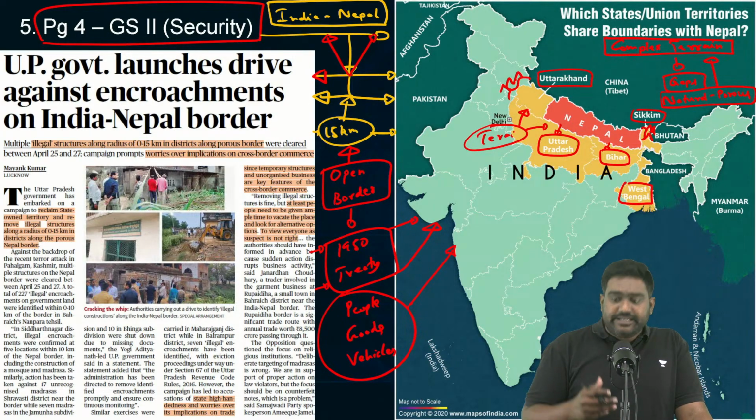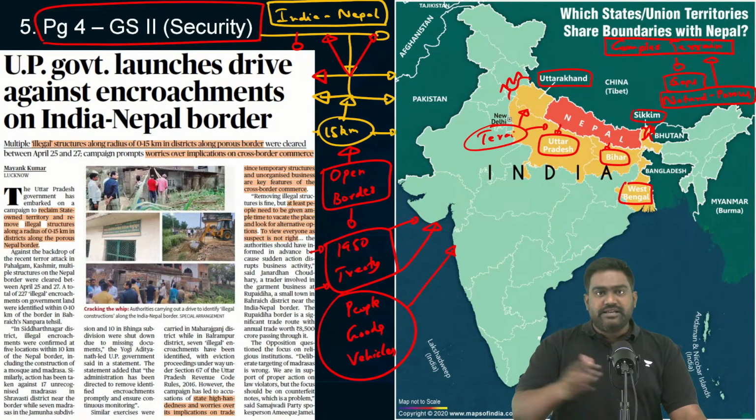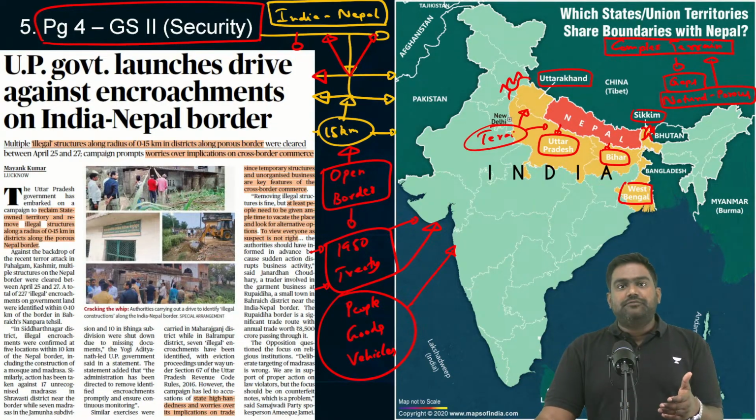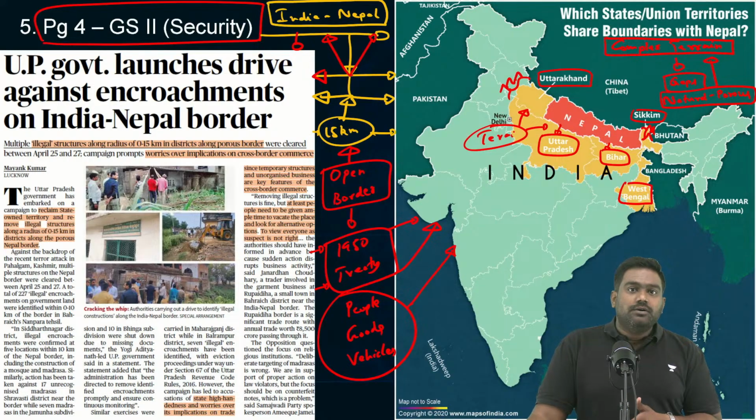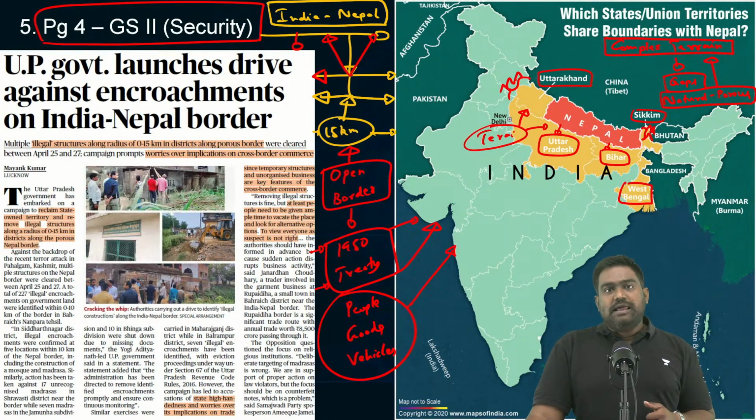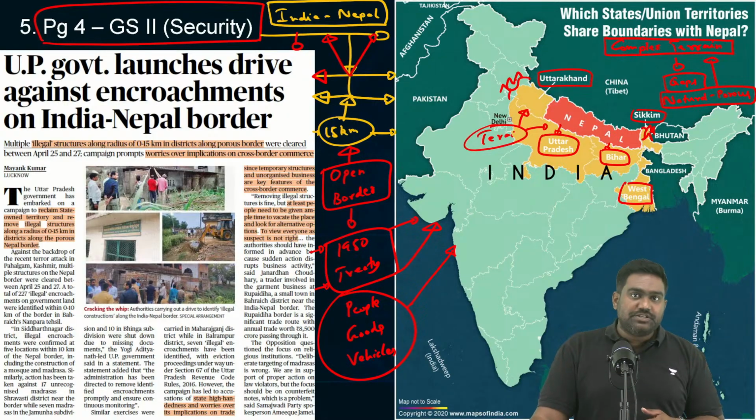The cross-border trade is critical for local economy. So if you're uprooting that in one single move without providing enough time, then this could create a deadly counter effect. So that is what some people have warned regarding the decision of the UP government to clear these encroachments.